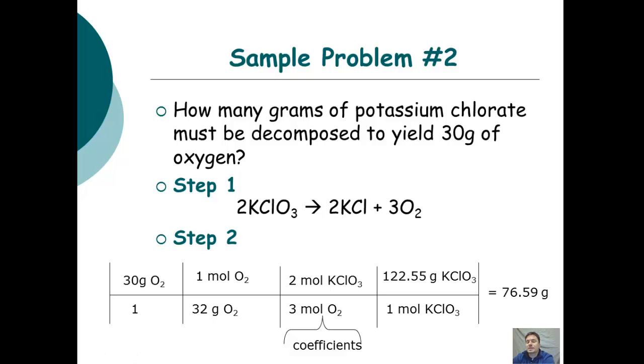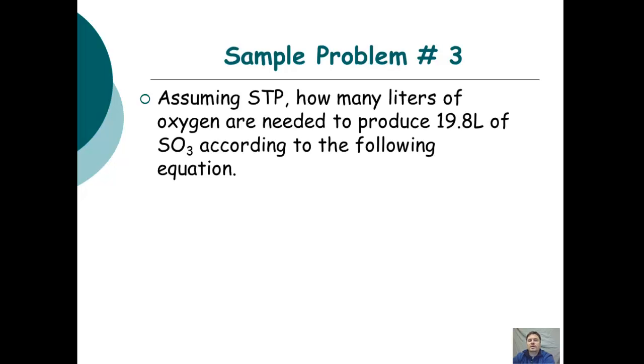Are you getting the hang of this? I hope so. Okay, try this. Assuming STP, remember standard temperature and pressure, how many liters of oxygen are needed to produce 19.8 liters of SO3 according to the following equation? Now, for this problem, you don't have to remember what STP is, 0 degrees Celsius and 1 atmosphere. What that just lets us know is that the gas is at normal situation. So we're starting with 19.8 liters of SO3, and we want to find how many oxygens we need to react. It needs to react with SO2 to produce it.